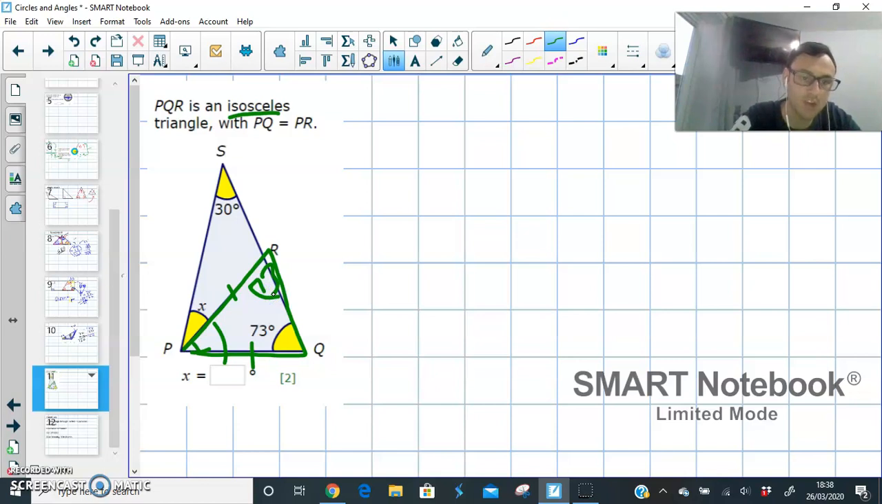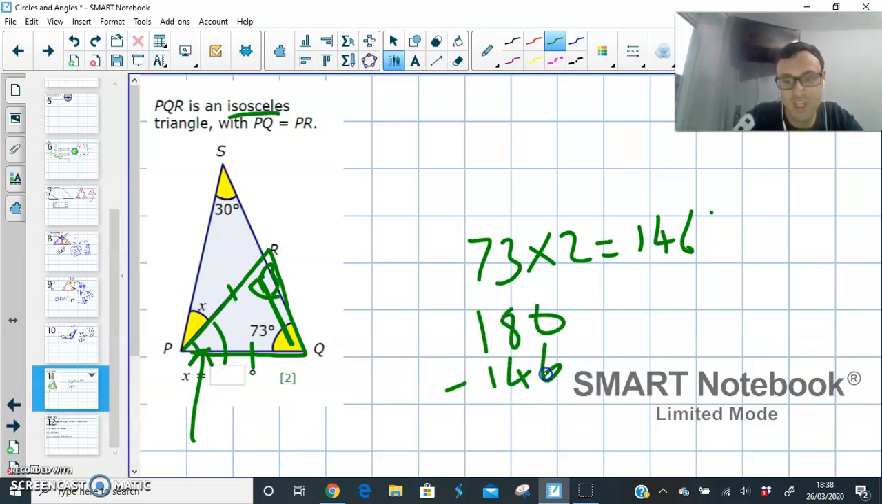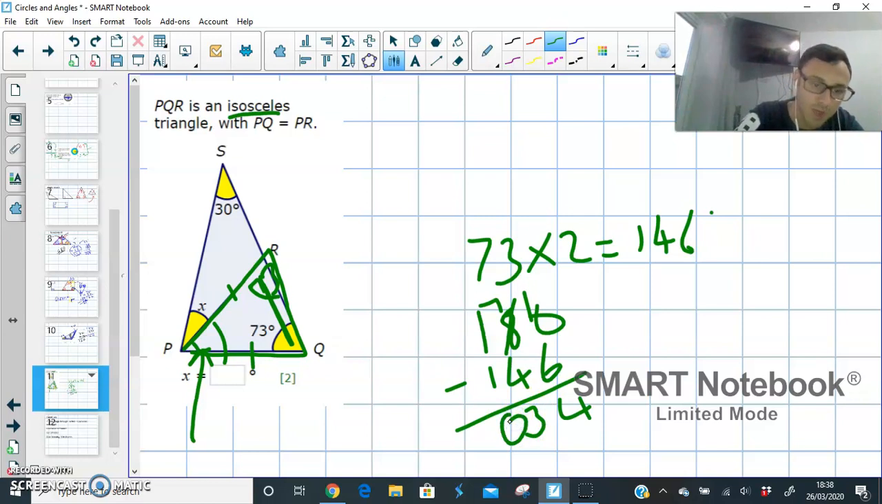I need to work out x. Well, I can do 73 times 2, which is 146 degrees. So I know these two here are 146. How can I work out this one? Well, I can do 180 take away my 146, that's 34. So this angle here is 34, okay?